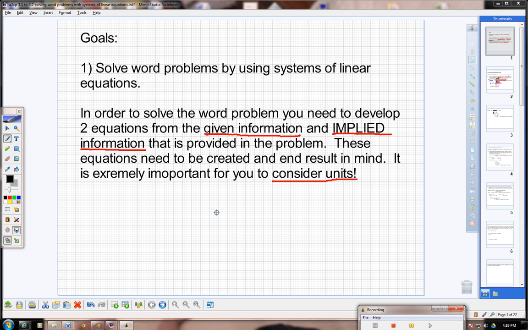Alright, Mr. Claxton's Algebra 2 CP students. We're talking today about solving word problems by using systems of linear equations. So, what do we need for this?